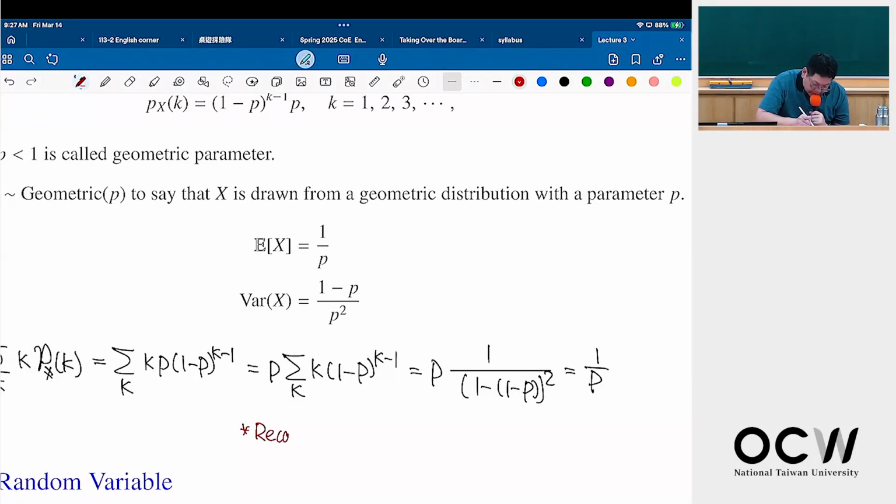So we can recall this summation. K from 1 to infinity, k times the ratio to the k minus 1. That is 1 over 1 minus r squared, the ratio squared.